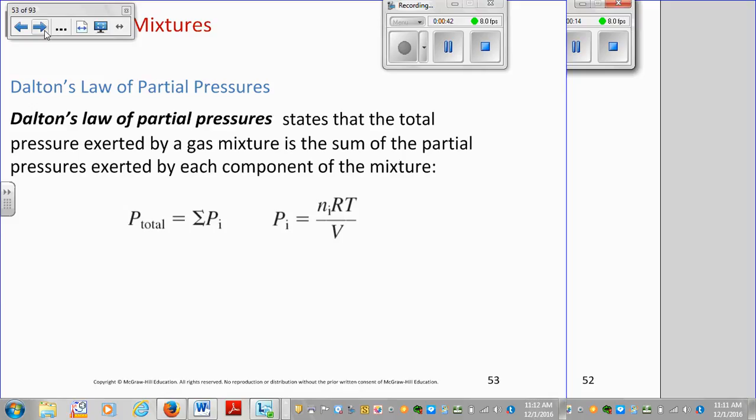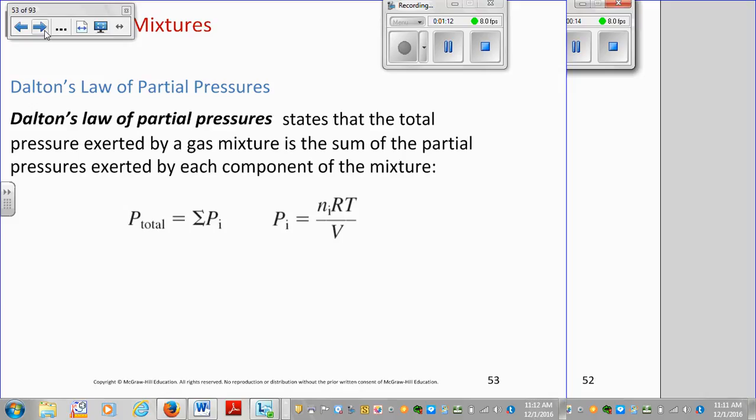Dalton's law of partial pressure states that the total pressure exerted by a gas mixture is the sum of the partial pressures exerted by each component of the mixture. In other words, if I have a container with a bunch of gases, the total pressure is equal to the sum of the partial pressures of all the gases in there. I was kidding when I said pay close attention, because all you have to do for this one is be able to add and subtract.